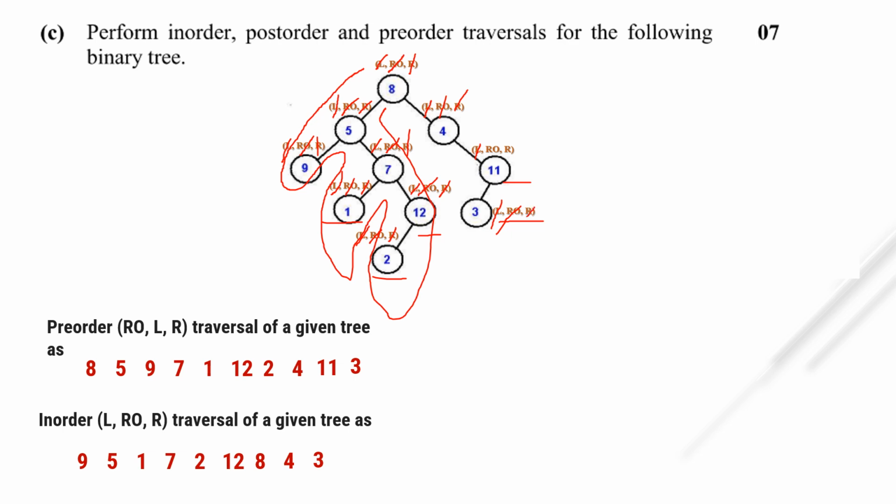There is no right subtree of 3. Go upward and process this root node. So the answer is 11. There is no right subtree of 11. This is our final answer.